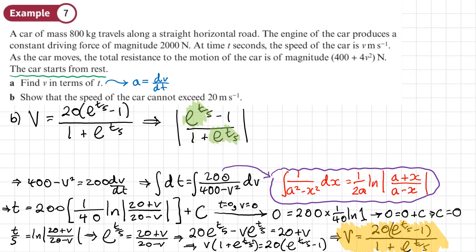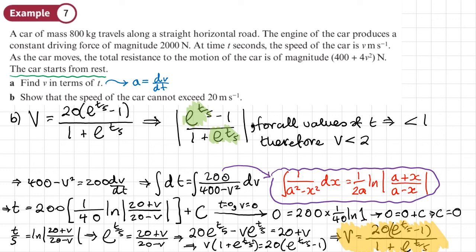So basically, for all values of t, that whole expression there is going to be less than 1. It can never be greater than 1. Whenever you have a fraction where the top is smaller than the bottom, even if they're very close, it's still going to be less than 1. So from that we can say, therefore, v is always going to be less than 20 meters per second.